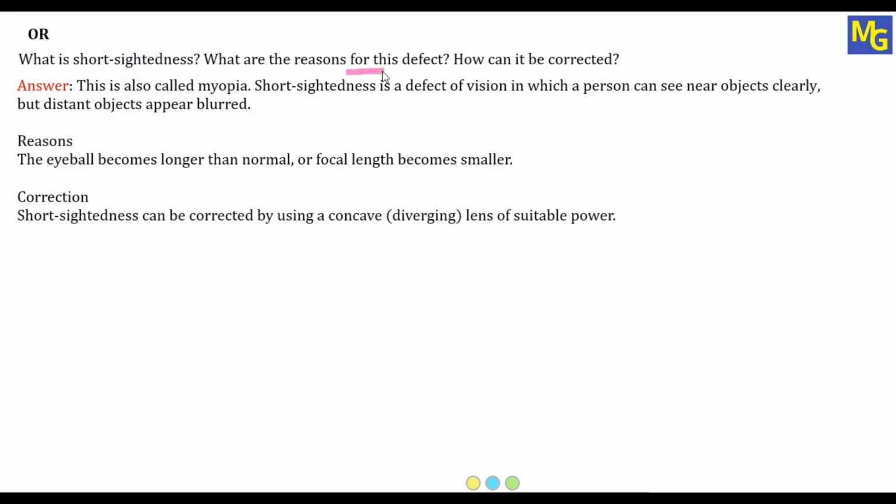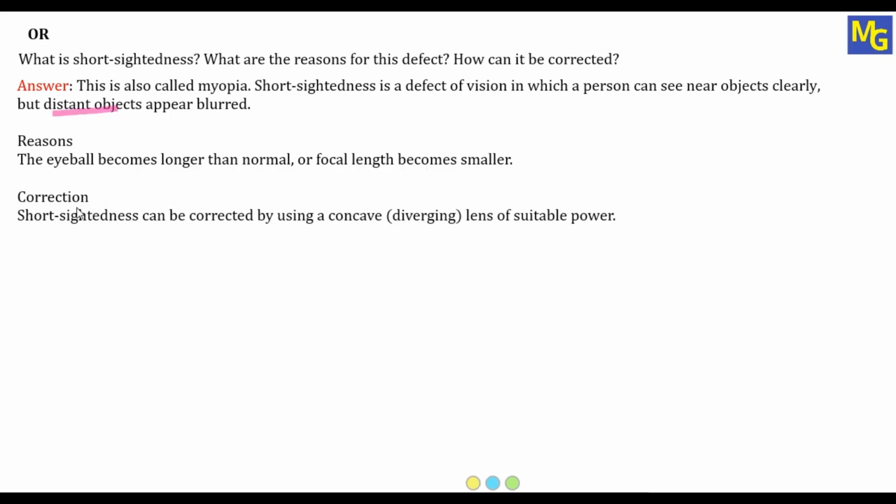What is the reason for this? The eyeball becomes longer than normal or the focal length becomes smaller. The meaning is the same. The eyeball present in the eye becomes longer compared to normal. So whatever size we have normally, compared to that, the eyeball becomes longer. So that's why the focal length becomes smaller and you will not get the image formed correctly on the retina. Therefore, we cannot see the object which is present at a distant or far distance.